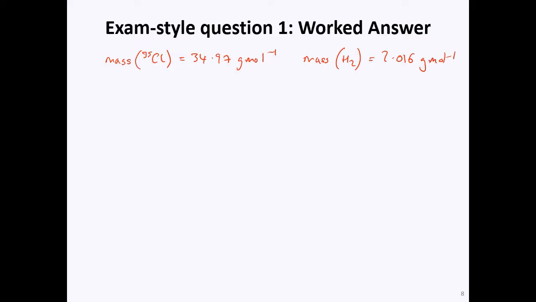I would say you could, of course, use 35 here and 2 here, but the problem with using 2 for the mass of hydrogen is that you limit your final answer to one significant figure, don't you? So we probably need to be a little bit more accurate than that.